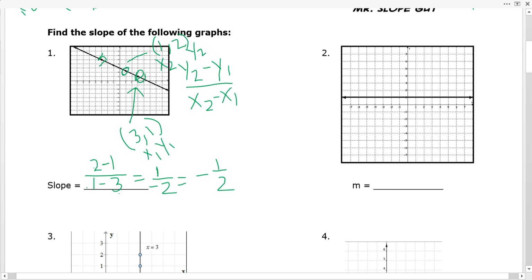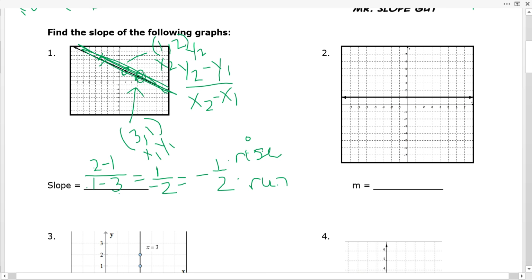It makes sense that it's negative because it's going in a negative direction. That makes it negative. And the 1/2 means it's going up 1 and over 2. Remember rise over run? So we're going up 1 over 2 in the negative direction. That's what our slope means.